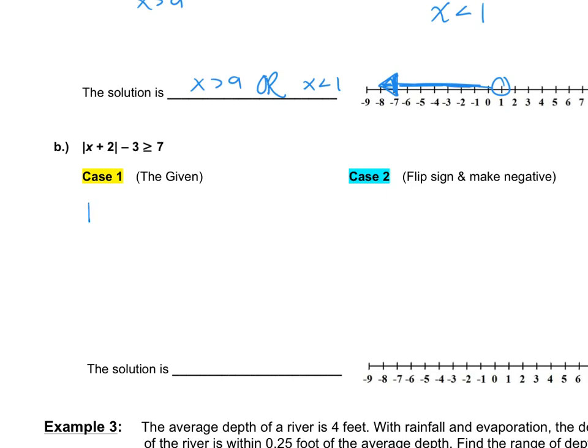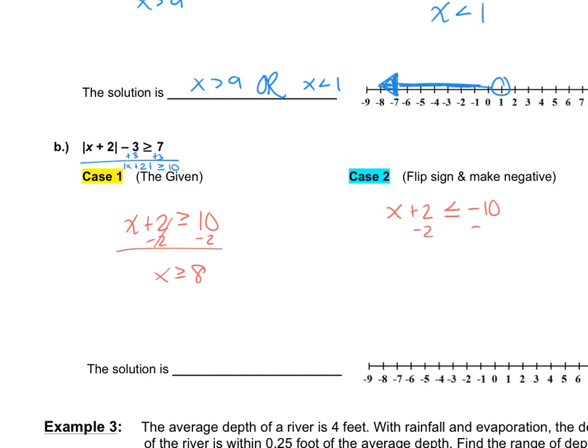So my absolute value bars aren't isolated, so I can't write my case yet. So I have to get rid of this plus 3 first. So it's going to be x plus 2 greater than or equal to 10. Okay, so now I can write my cases. X plus 2 is greater than or equal to 10. X plus 2 is less than or equal to, and the 10 becomes negative. Solve these. X is greater than or equal to 8. X is less than or equal to negative 12.